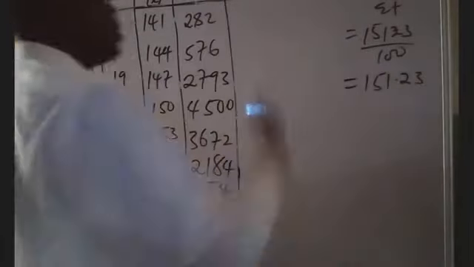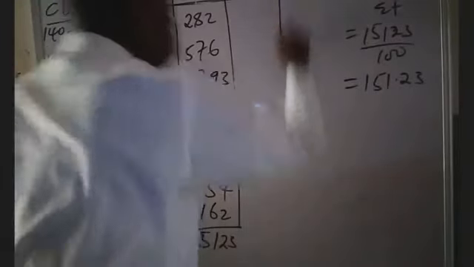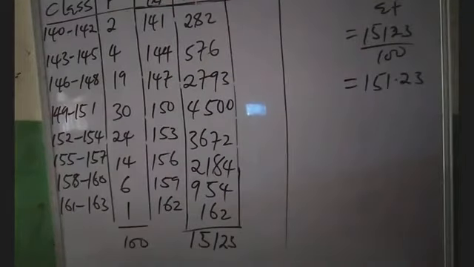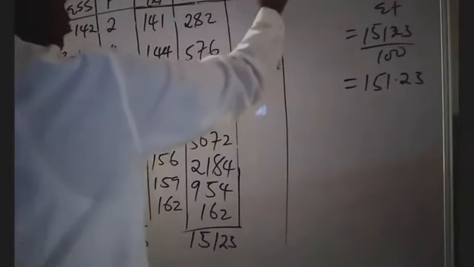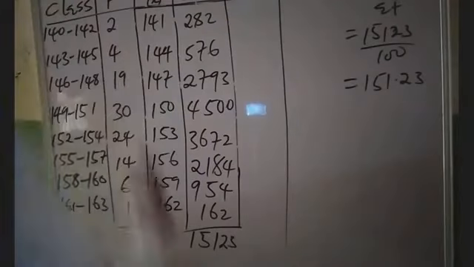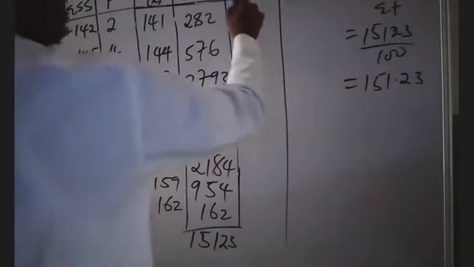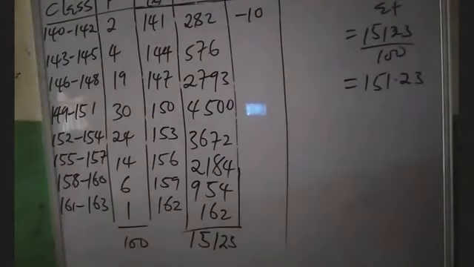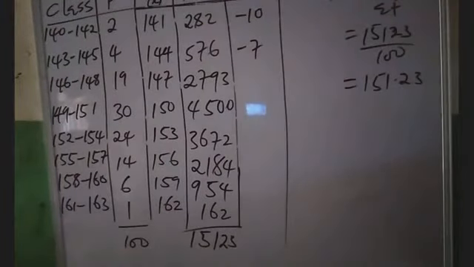So now to get the deviation, don't forget, we subtract 151. Deviation is equal to x minus x bar. If I subtract 151 from 141, that will give me minus 10. But remember, we'll neglect the negative sign later. Then if I subtract from 154, then from 147, here is 4.